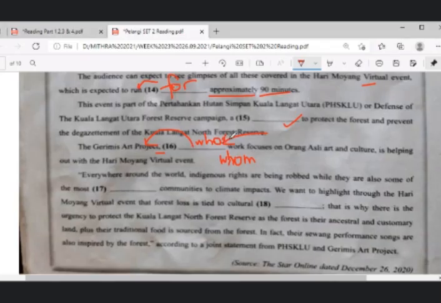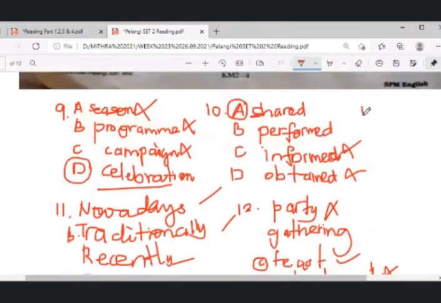So next time read carefully. Okay, so that is number 16. Okay, number 17, take note. I write here number 17. You have attacked.